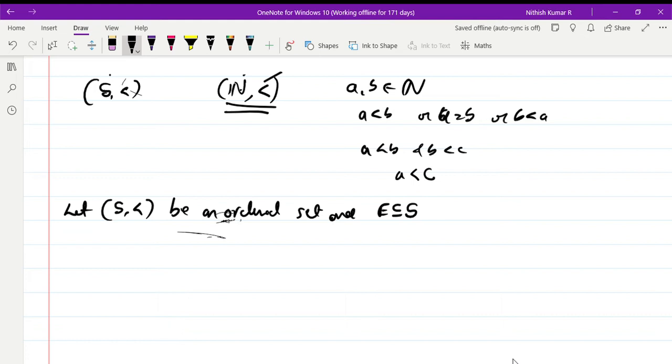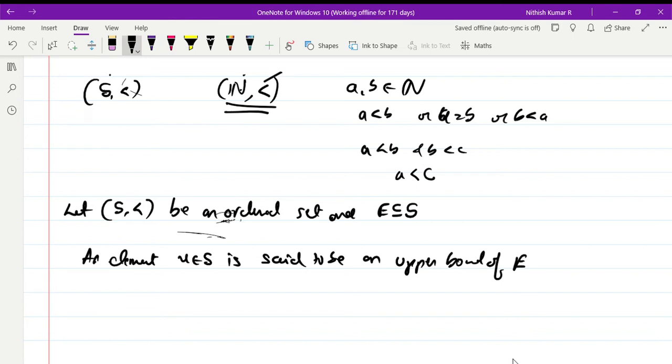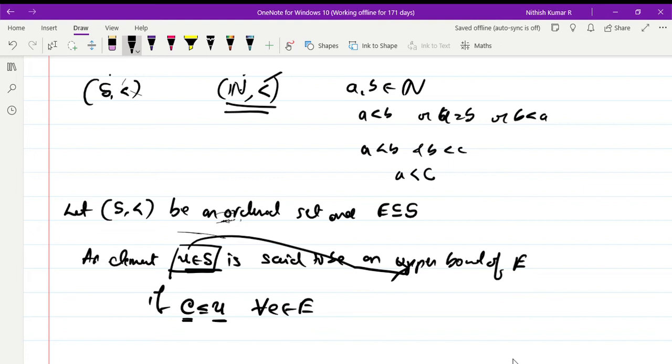Now here S is an ordered set, and E is a subset of S. An element U belonging to S is said to be an upper bound of E if E is less than or equal to U for all E belonging to E. That is, U is greater than or equal to every element of E. Note that we have taken this U from S. U may be in E or may not be in E, but U is in S. This U is said to be an upper bound provided U is greater than or equal to every element of E.